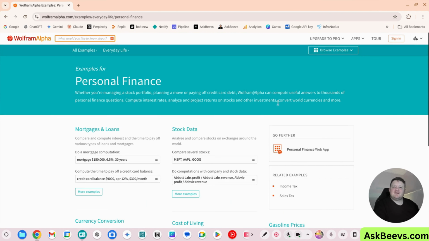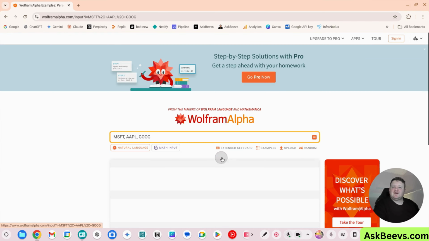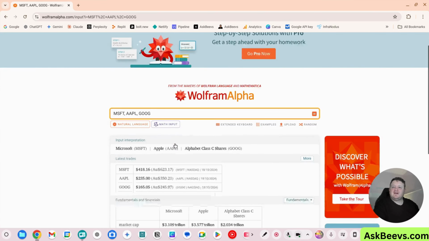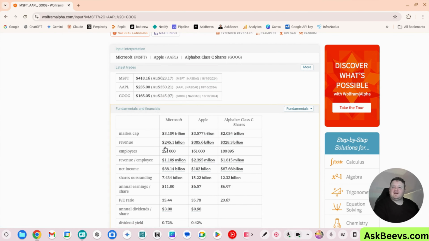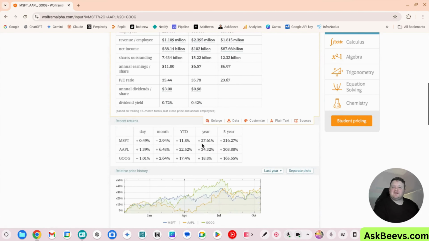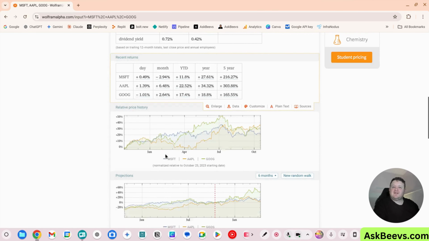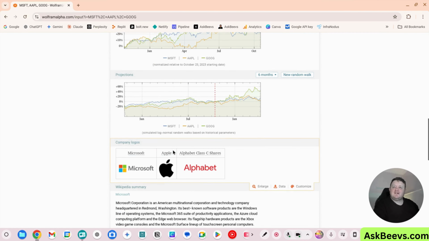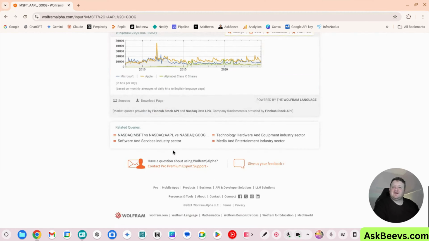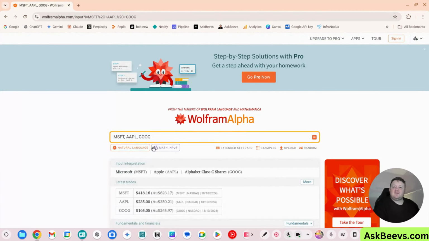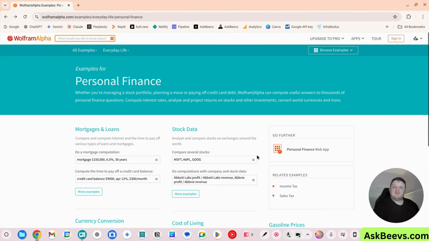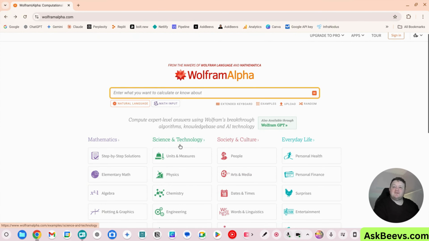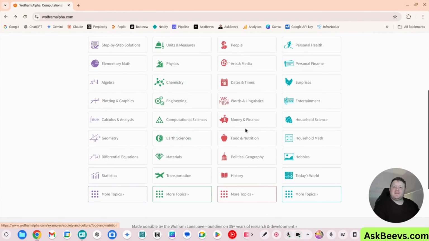Personal finance. Compare several stocks. Here we go. There's all the data for those stocks. So they've got all the stock data as well. And this is all free. This information is just sitting at your fingertips.